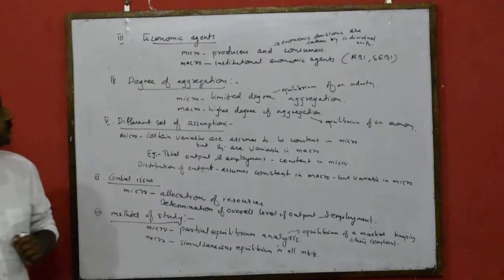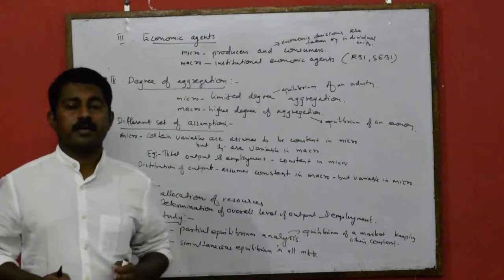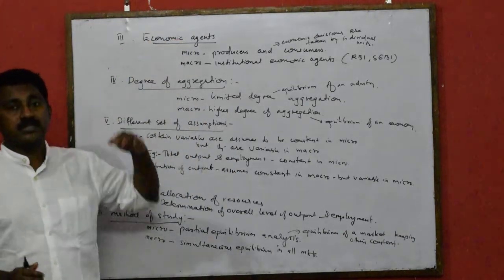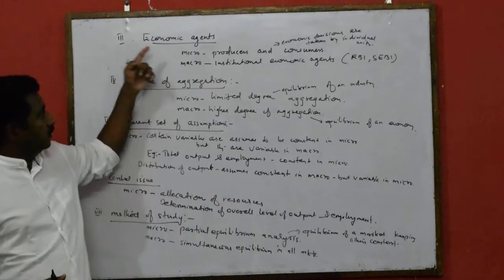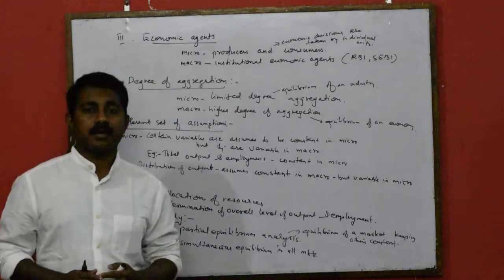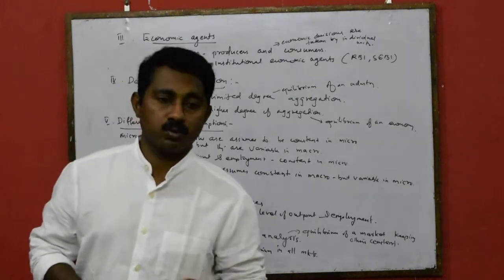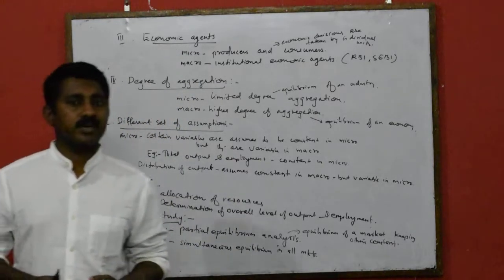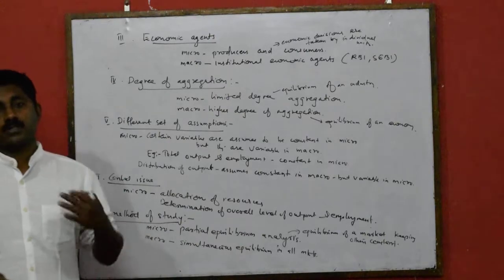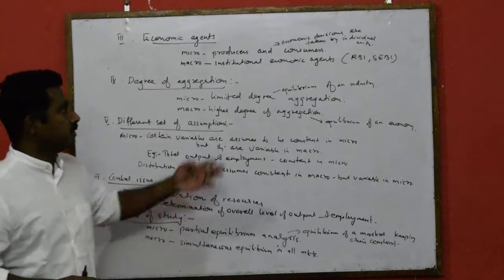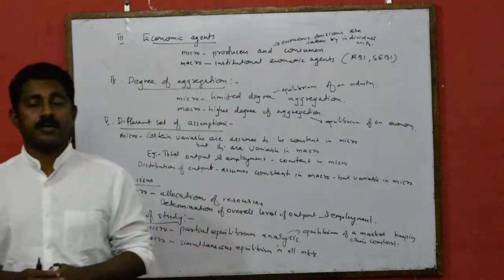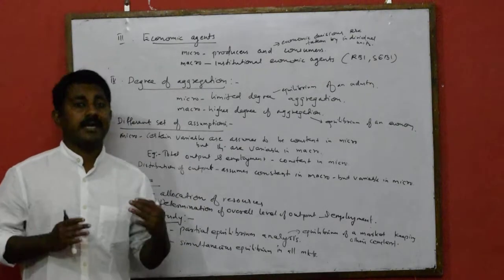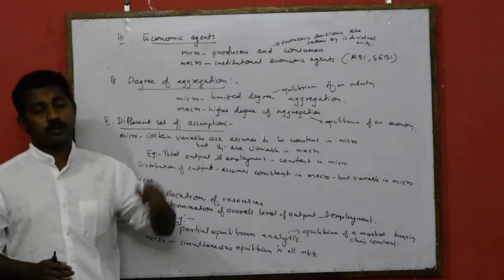The third difference between microeconomics and macroeconomics is the economic agents which are operated. In microeconomics, producers and consumers are the main economic agents. You know that consumers always try to maximize their satisfaction, whereas producers always try to maximize their output. So, economic decisions are taken by individuals or microeconomic agents in case of microeconomics.